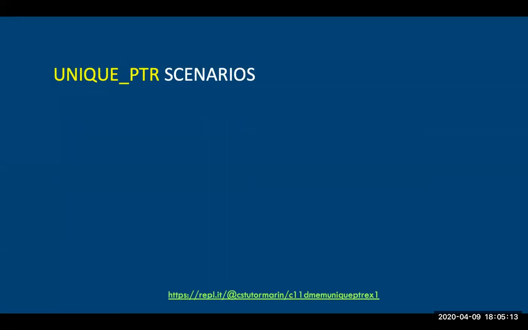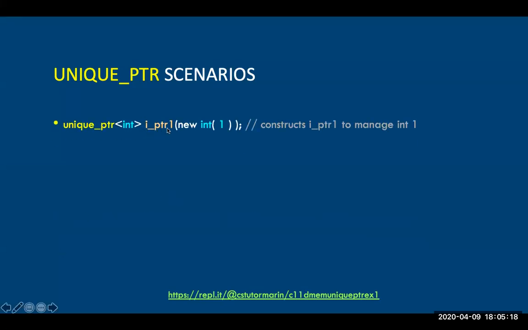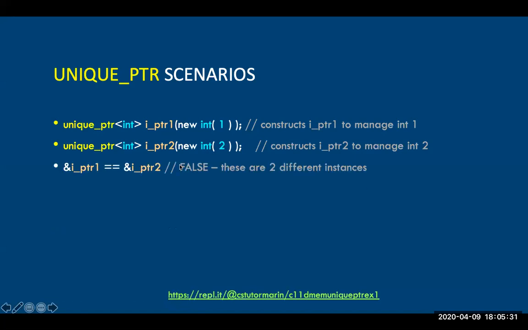So here's a couple scenarios you might see in code. We can create a unique pointer of type int. I'll call it i_ptr1 just to remind me that it's an integer pointer. And then I'll pass in a new int on the heap, okay? i_ptr2 gets an integer too, okay? And then I can try to see if these things are equal. I can say, is the address of this instance equal to the address of that instance? Well, it's not, right? Because these are two different classes on the stack, and the addresses of those classes are not going to be the same, right? Those two are not going to be the same.